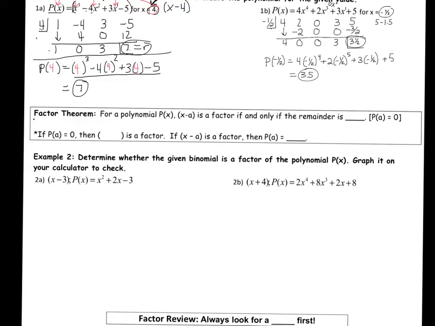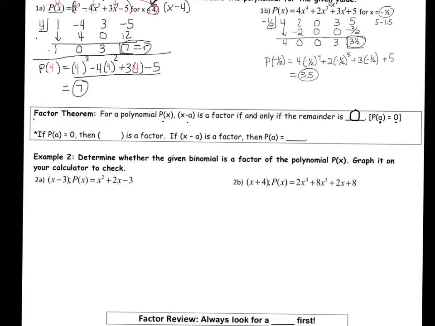It goes like this. If you have a polynomial, x minus a is a factor if and only if the remainder is 0. It has to go into it evenly, so the remainder has to be 0. What does that mean as far as the substitution we just learned in the previous example? It means if you plug in the number from the factor, you'll get 0 as your answer.